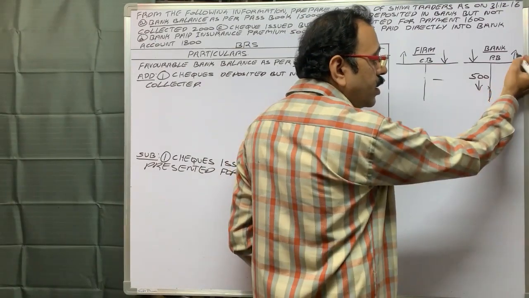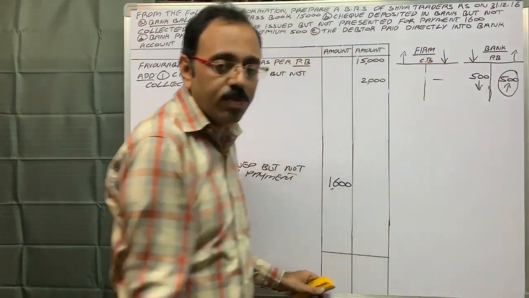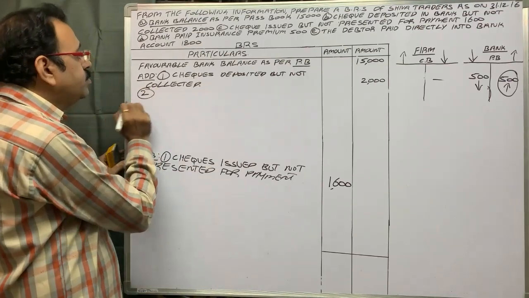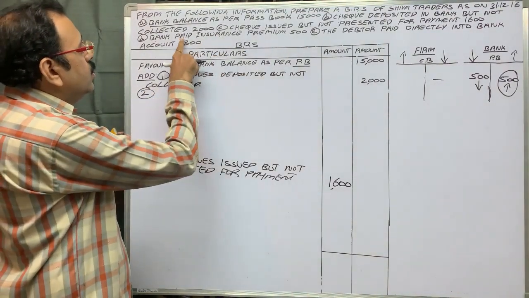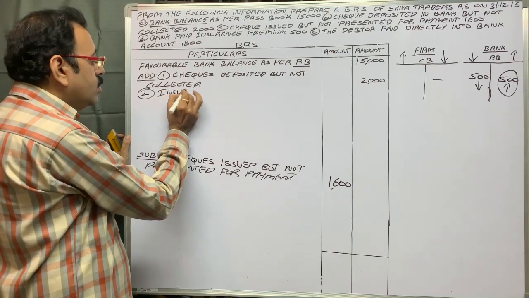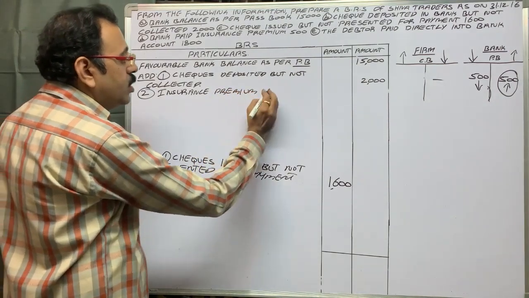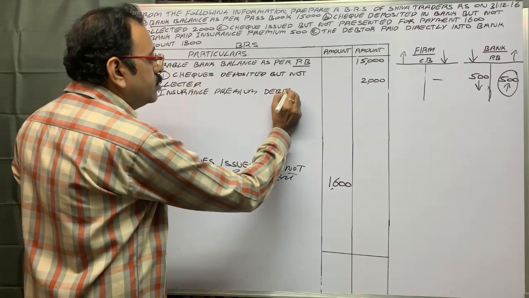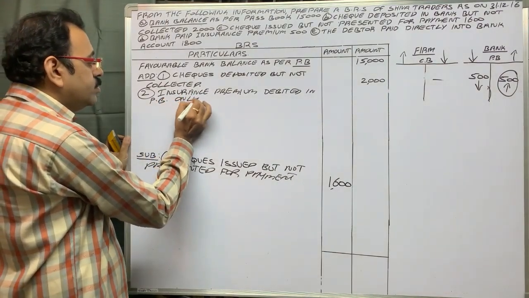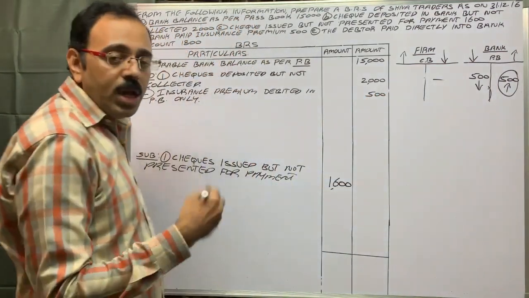Increase means which side should we write? Credit side. 500 we should increase. This is our answer now. Answer is increase, means we have to add. Second point, what to write? Insurance premium paid by bank, debited in passbook only. Okay. Amount is 500. Since we are adding, write down the amount in outer column.